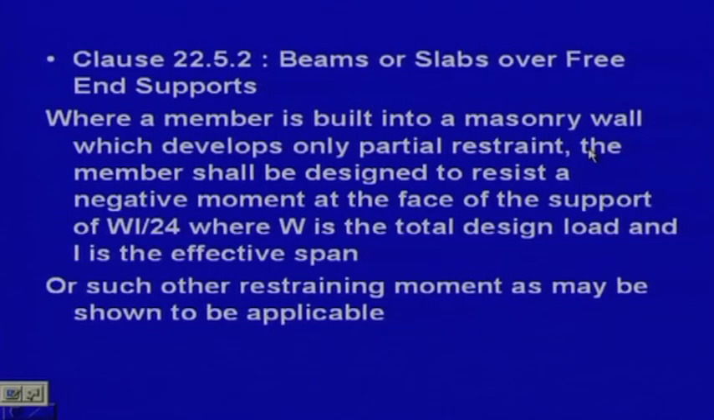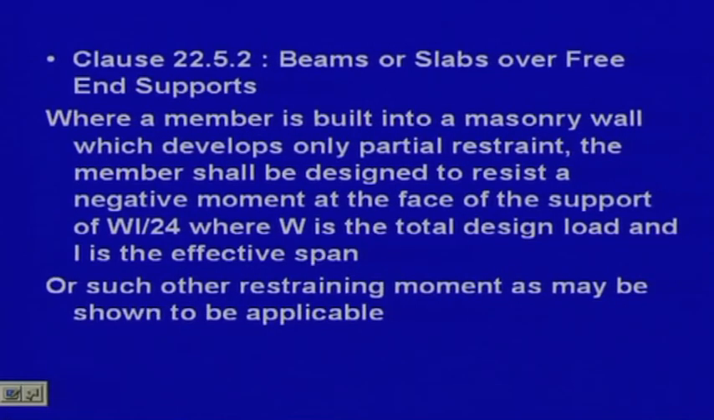The member shall be designed to resist a negative moment at the face of the support of WL by 24, instead of having say WL by 12. W is the total load here in this case, and L is the effective span. So, WL by 24, that means we are taking half of that. So, the partial fixity factor you can say is half, that means it is semi rigid in one sense.